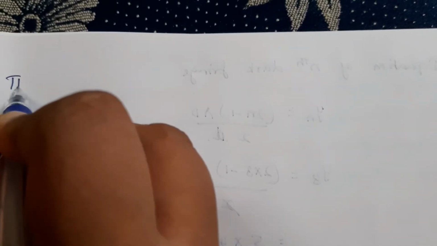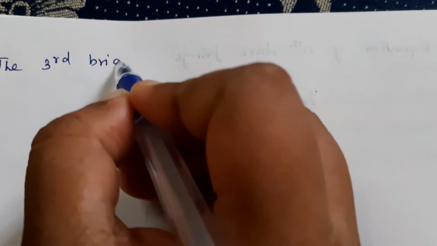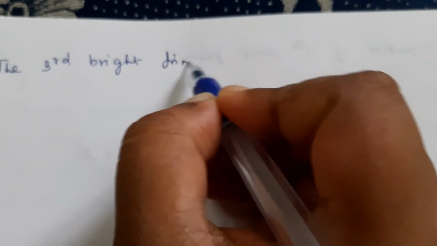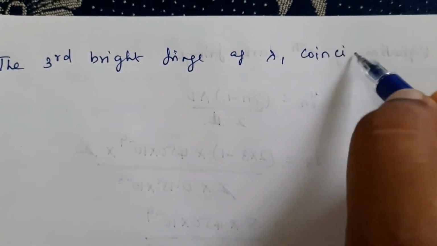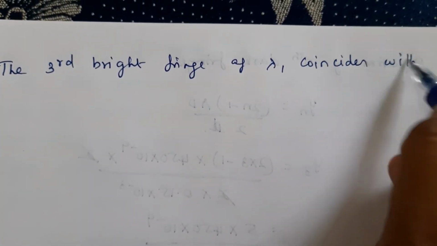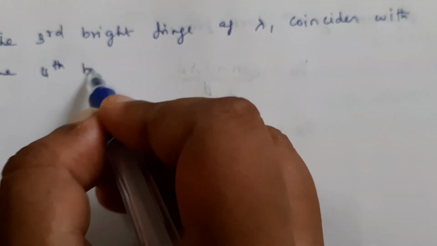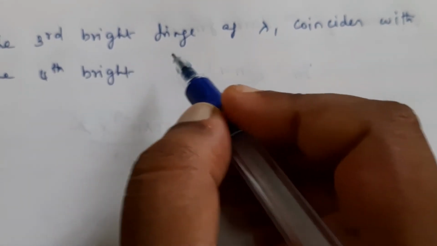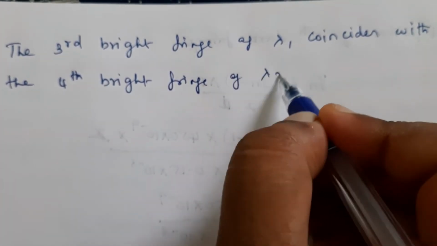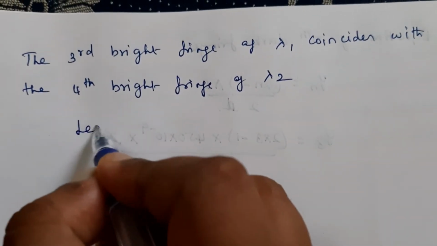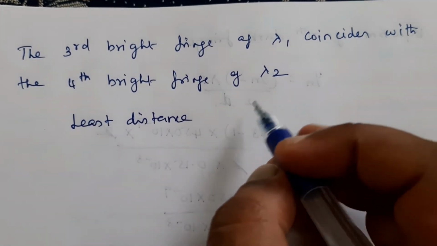So what you can write: n is 3, so the third bright fringe of lambda 1 coincides with n plus 1, which is 4, so the fourth bright fringe of lambda 2. Now what do you have to find out? The least distance, that is the distance between these two fringes. So how to find out the least distance?